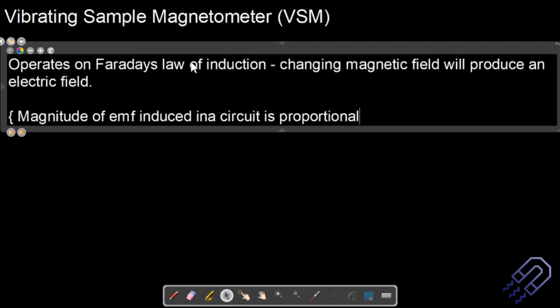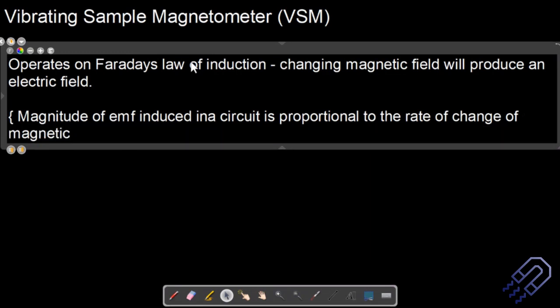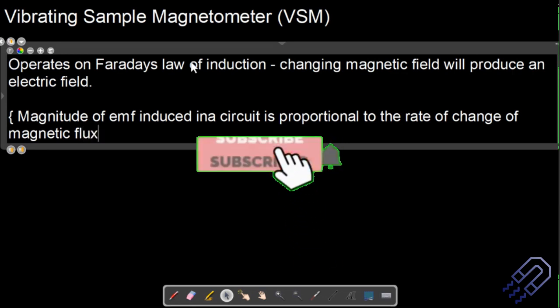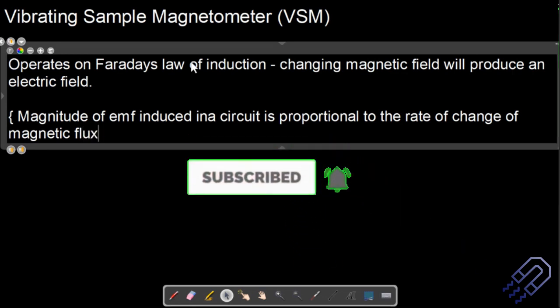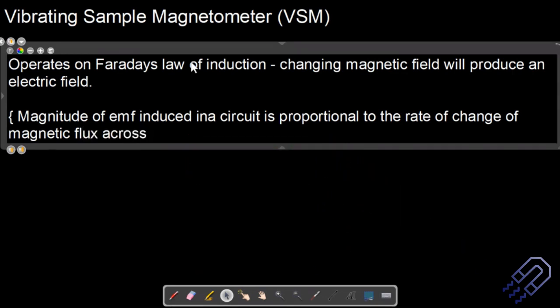proportional to the rate of change of magnetic flux. So if you remember this, d phi by dt is the rate of change of magnetic flux across a circuit, and that is directly proportional to the induced EMF.